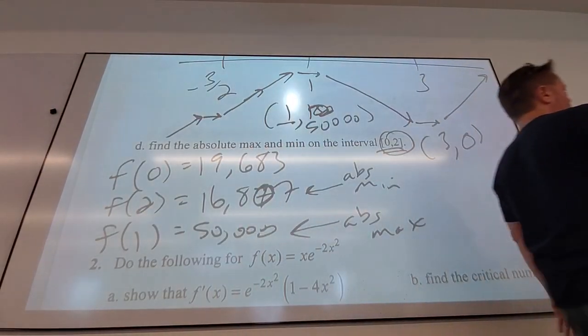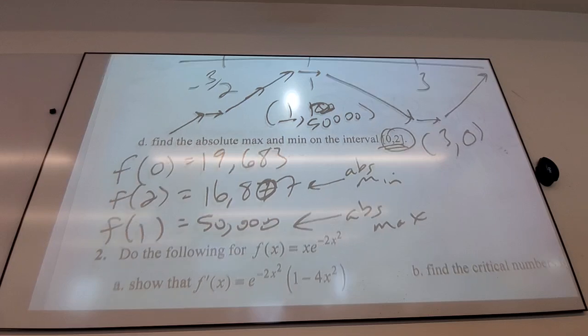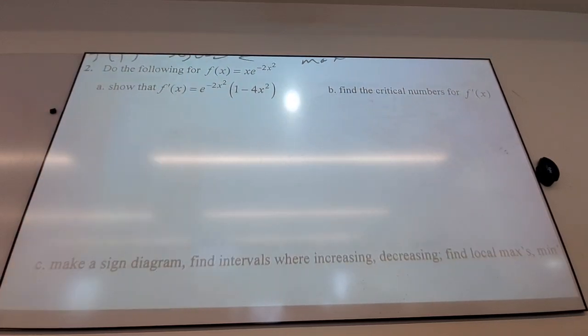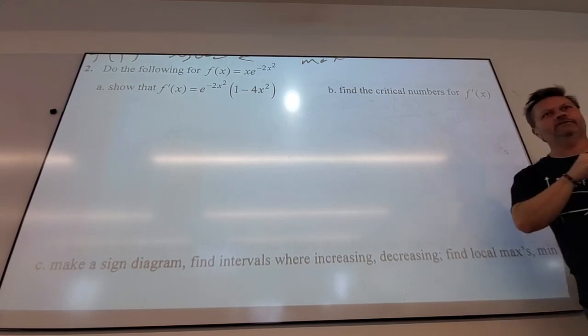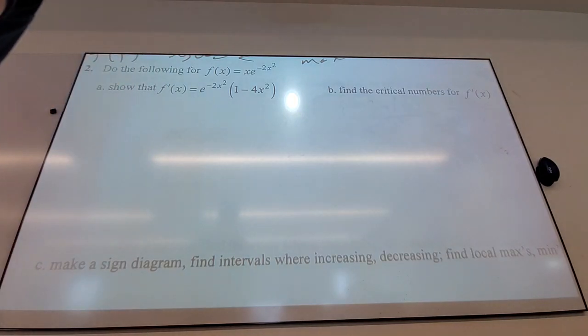Okay. So then number 2 just says do everything we just did for this one. And of course, it's a slightly more disgusting function, yes? Yay, Jeff!